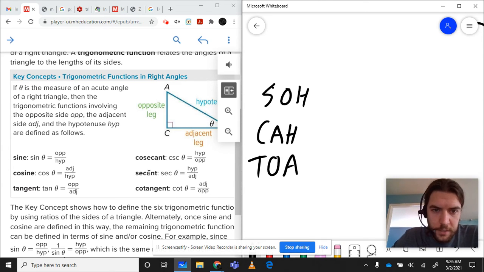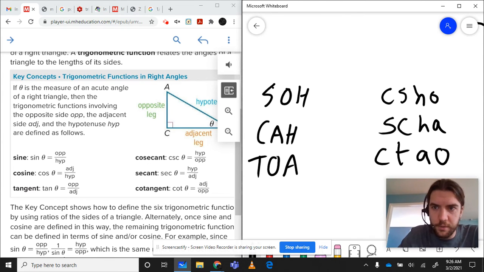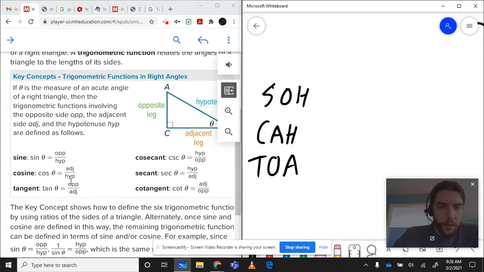Now, unfortunately, there's not quite a mnemonic device that I know of for these. Like, we're not going to say cosecant is hypotenuse over opposite, secant is hypotenuse over adjacent, cotangent is adjacent over opposite. Doesn't sound very good, does it? So, not very easy to remember. So these ones can be tricky to remember.